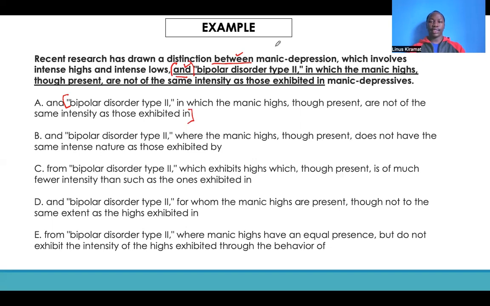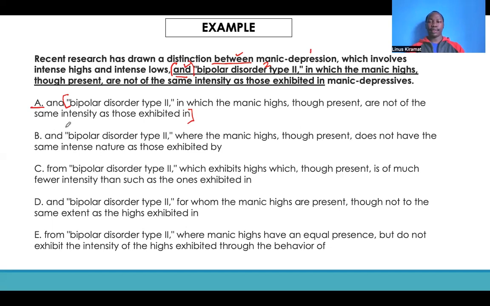So the first item being compared, or that is in the parallel structure, is manic depression, which involves intense highs and lows, right? This is one. Then two, and bipolar disorder type 2, in which the manic highs, though present, are not of the same intensity as those exhibited in manic depressives, right? So how it is initially constructed, I think and I feel is correct. So for that reason, let's keep answer choice A, then we examine the other answer choices that are provided.